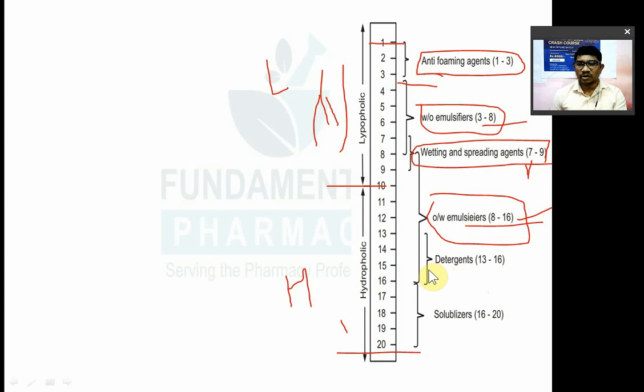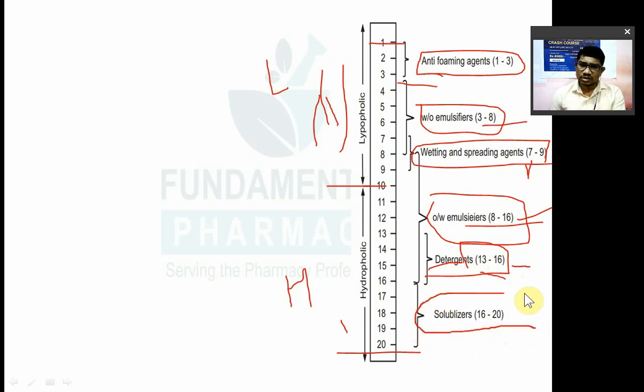What is the HLB value of a detergent? It has come in GPAT, in 2023 also. Detergents will have an HLB value in the range of 13 to 16, option B was this. HLB value of detergent is 13 to 16. So what are detergents? They are used to decrease the surface tension of dirt and stains, and they remove dirt and stains and cleanse. That is known as a detergent. The detergent or soap you use is nothing but a detergent. Now what is the HLB value for solubilizers?